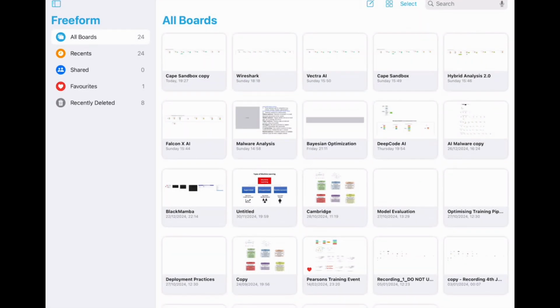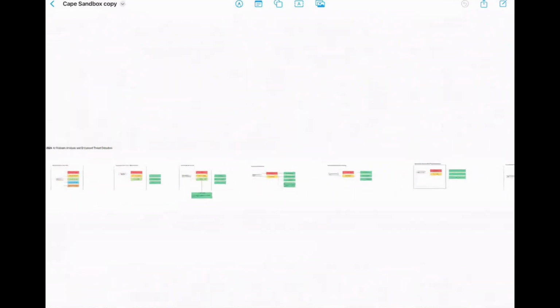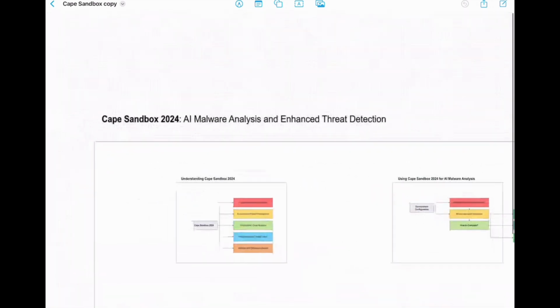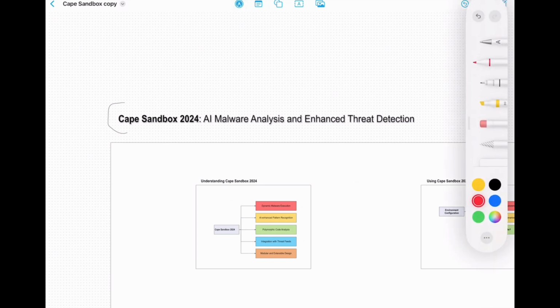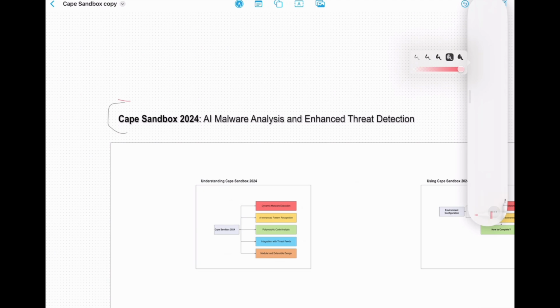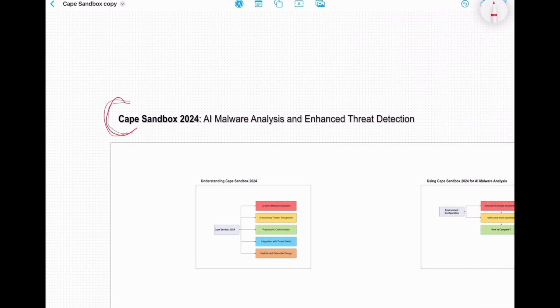Let's see. Now you should be seeing the whiteboard. Cape Sandbox. Let's open this. And what we're going to talk about, Cape Sandbox. Well, let's start from, hold on, let's change that. Okay. So we're going to talk about AI malware analysis.